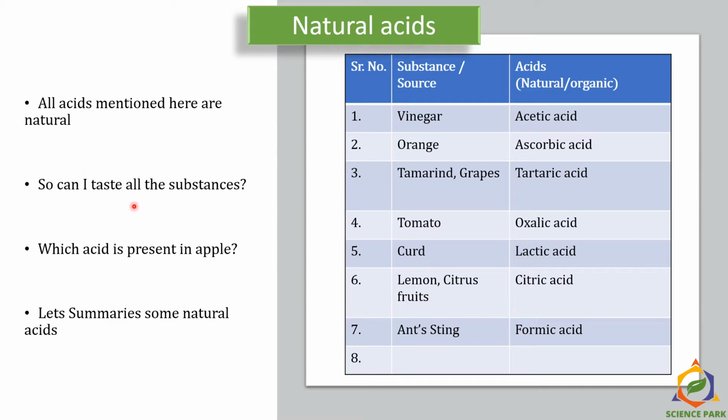So can I test all the substances around me and see whether they are acid or not? No, I can't test. So there has to be some other test or simple reactions to indicate to me whether the given substance is acid or base. We'll see to it. Now, can you tell me which acid is present in apple? Okay, that is your homework. Now let's summarize some of the natural acids that we saw in a tabular form. So you can pause the video here and write down this tabular form in your notebook.